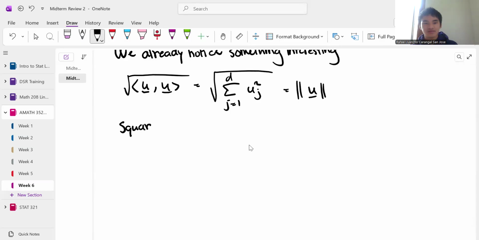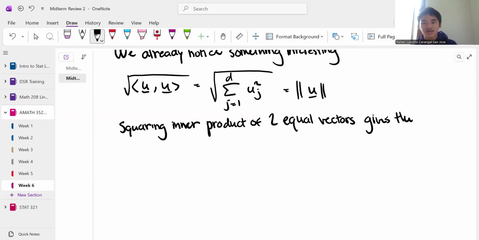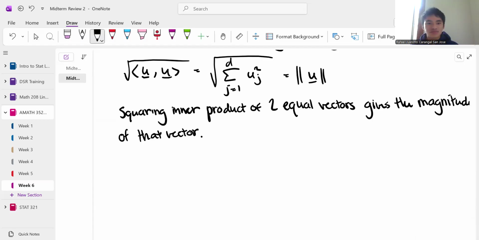So squaring inner product of two equal vectors gives the magnitude of that vector. Okay, right. What else?